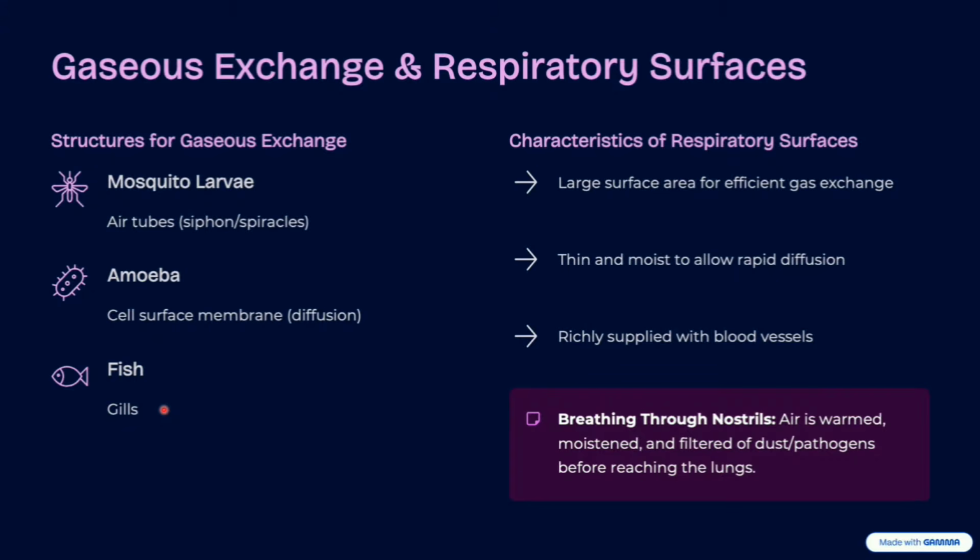Fish, the respiratory surface for a fish is not just a gill, but it's supposed to be gill filaments. Gill filaments, these are the respiratory surface, not just gills. Okay? Gill filament.